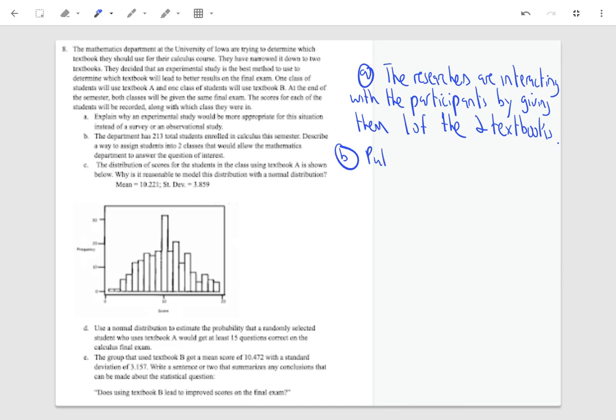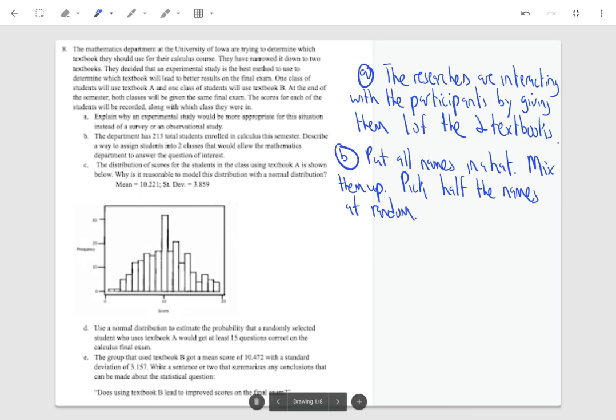Okay, so put all names in a hat. Mix them up. Pick half the names at random. So I'll keep picking until I've picked half the names. So those names that are picked will go in one class, and the ones that weren't picked will go in another class. Okay, so that's B.